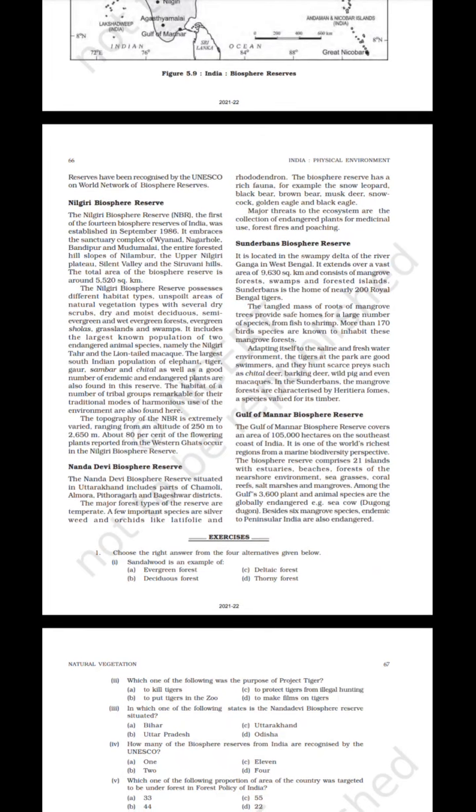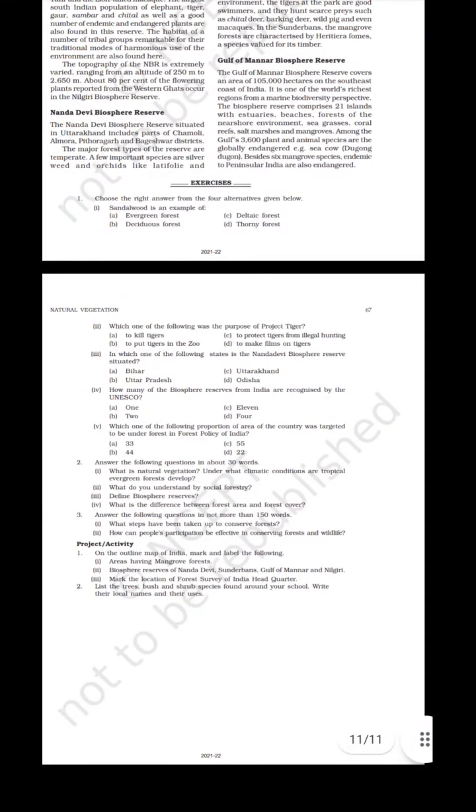Exercises. Choose the right answer from the four alternatives given below. Sandalwood is an example of: evergreen forest, deltaic forest, deciduous forest, thorny forest. Which one of the following was the purpose of Project Tiger? To kill tigers, to protect tigers from illegal hunting, to put tigers in the zoo, to make films on tigers.